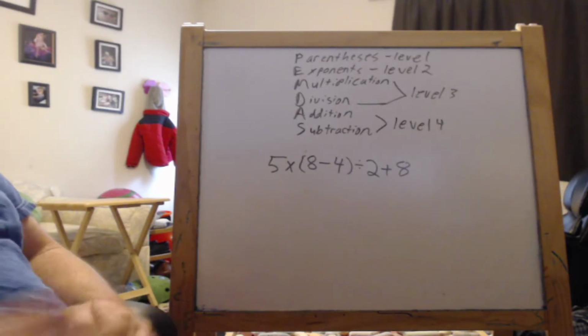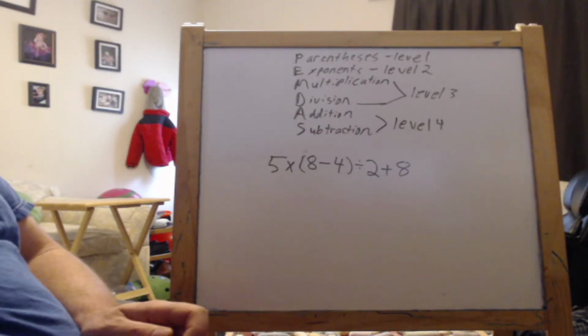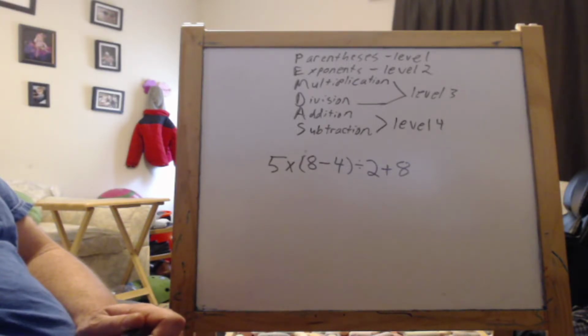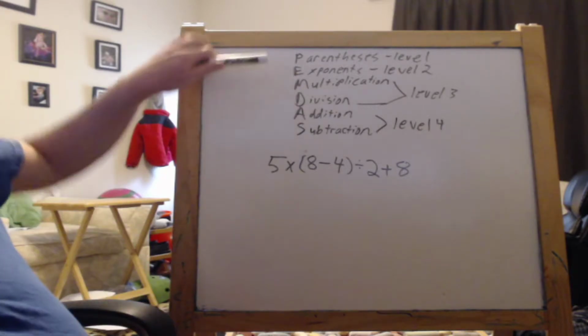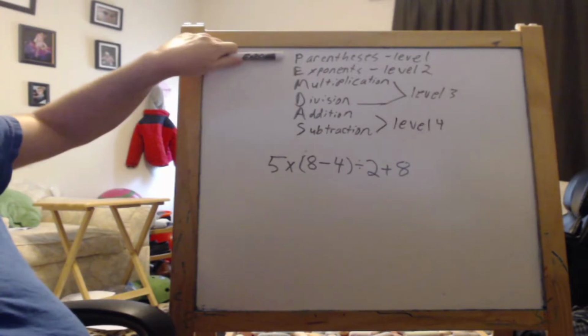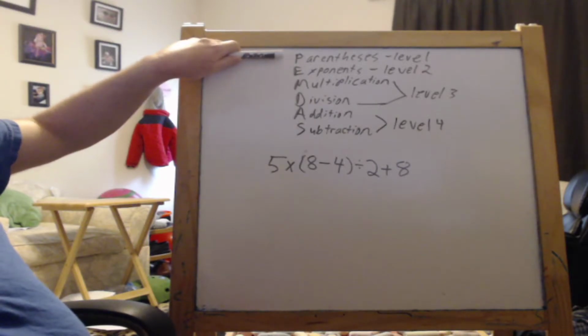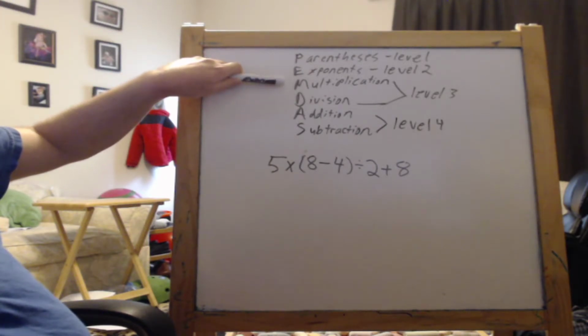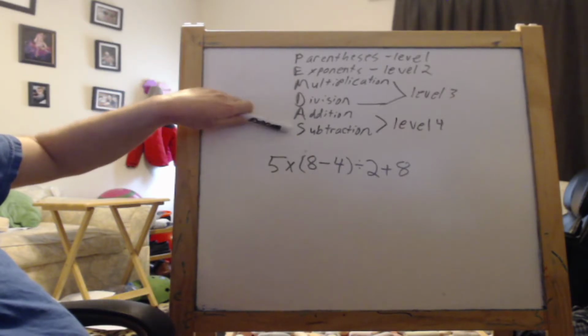All right, we are going to go over order of operations today and just do some examples. So let's just go over this really quickly. We have PEMDAS, which stands for parentheses, exponents, multiplication, division, addition, and subtraction.